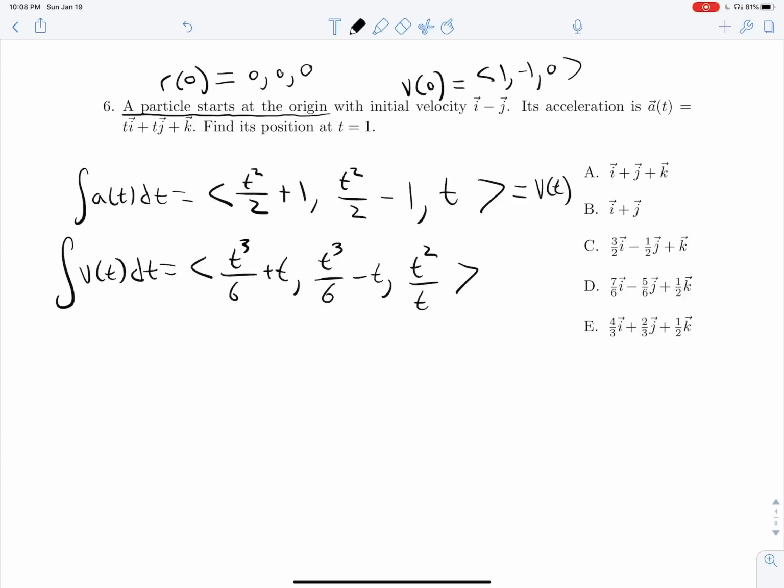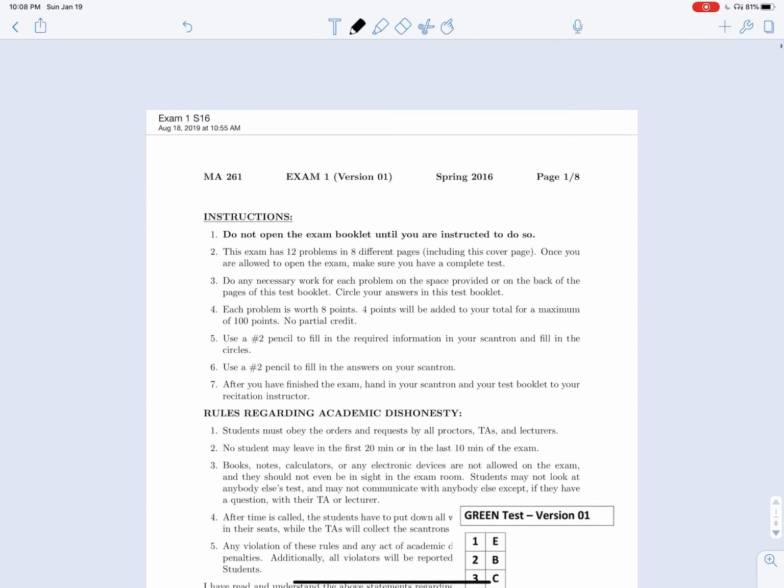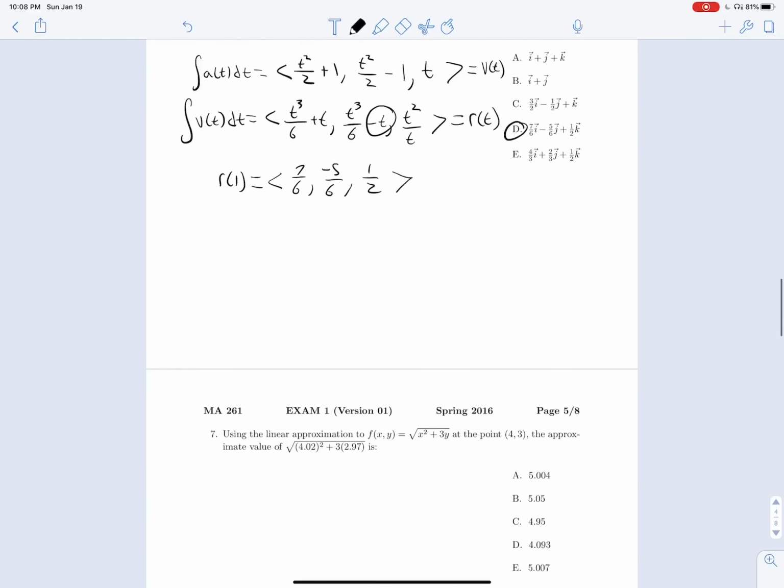And finally, because this is r of t, we need to find r of 1, which will be 7/6, 5/6, and 1/2. Sorry, and by 5/6 I do mean negative 5/6. We will have a negative 1 there. So D is our answer for question 6.